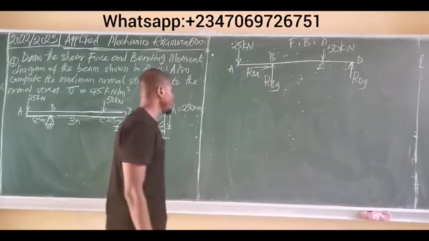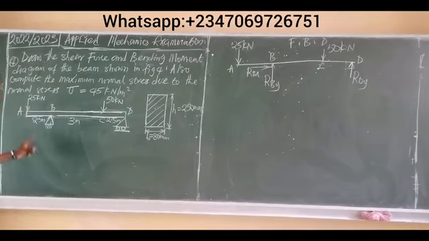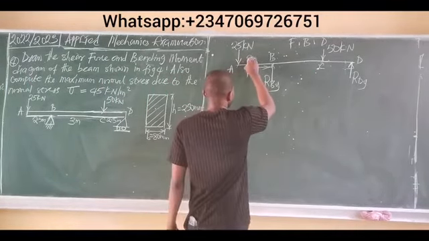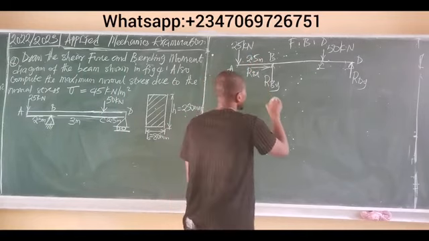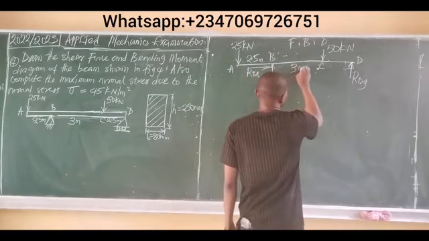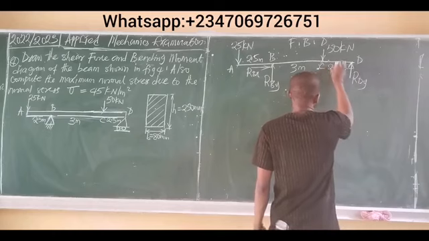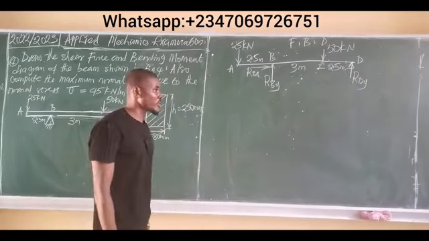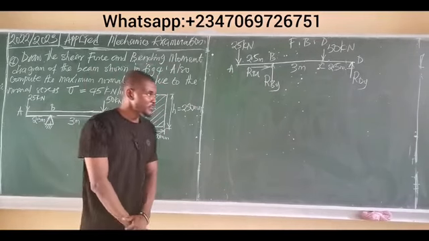Now let's denote their distances apart. This is 2.5, this is 3, and this is 2.5. So from A to B is 2.5 meters. From B to C is 3 meters. From C to D is also 2.5 meters. We have this. So this becomes the free body diagram.